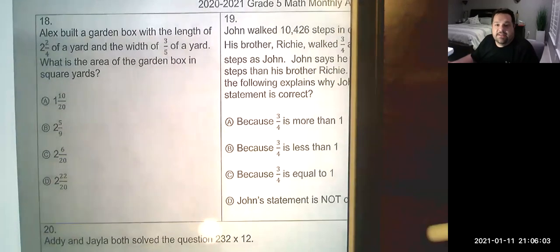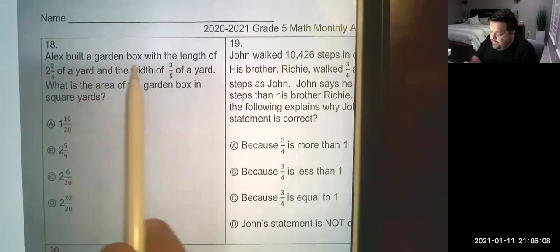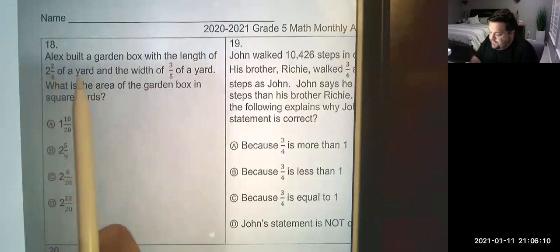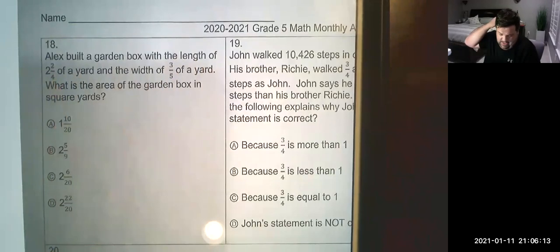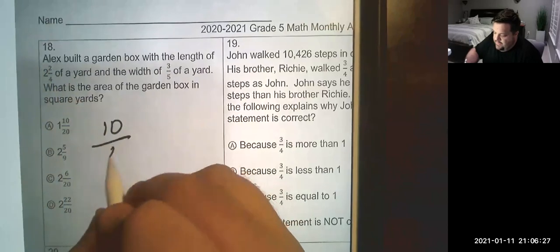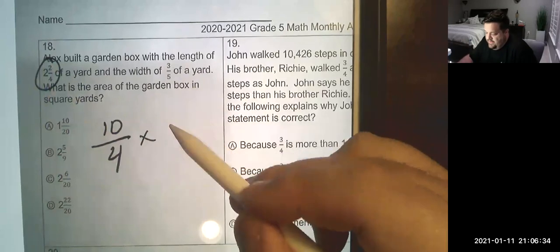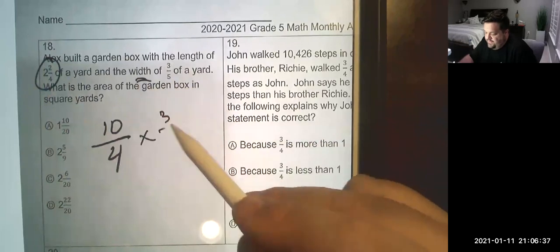Number 18 is the same problem we've done a quadrillion times in this test. It's just multiplying. Look, they built a garden, a length of 2 2/4, a width of 3/5. What is the square area of the garden box? All you're doing is multiplying. Let's convert this 2 2/4. You would do 4 times 2 is 8, plus this 2 is 10 fourths. That's just converting that into a fraction, right? Times the width of 3/5.